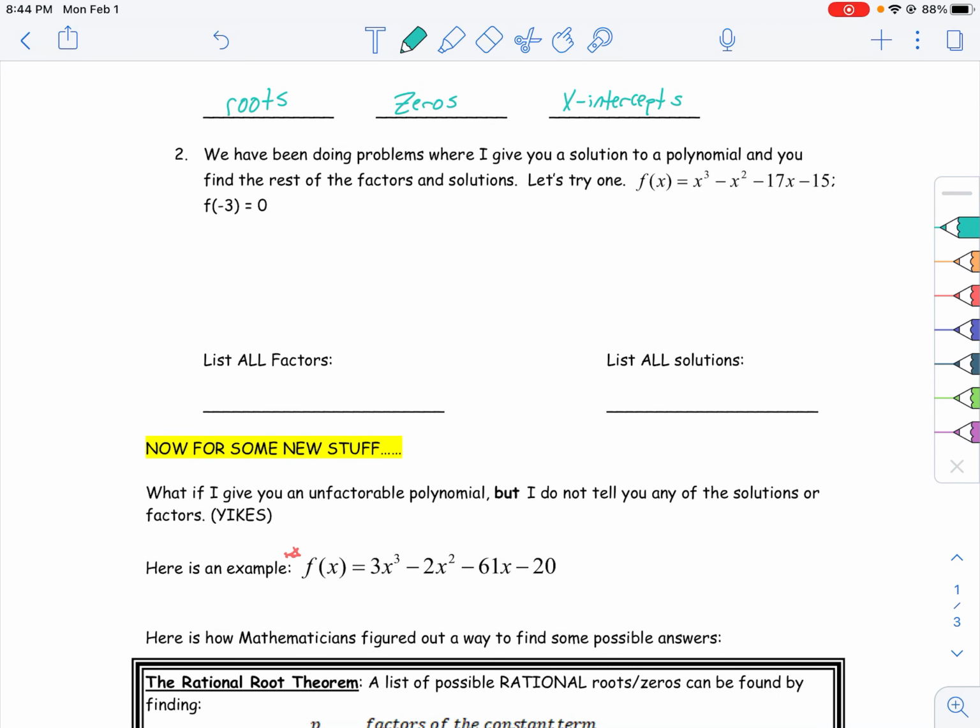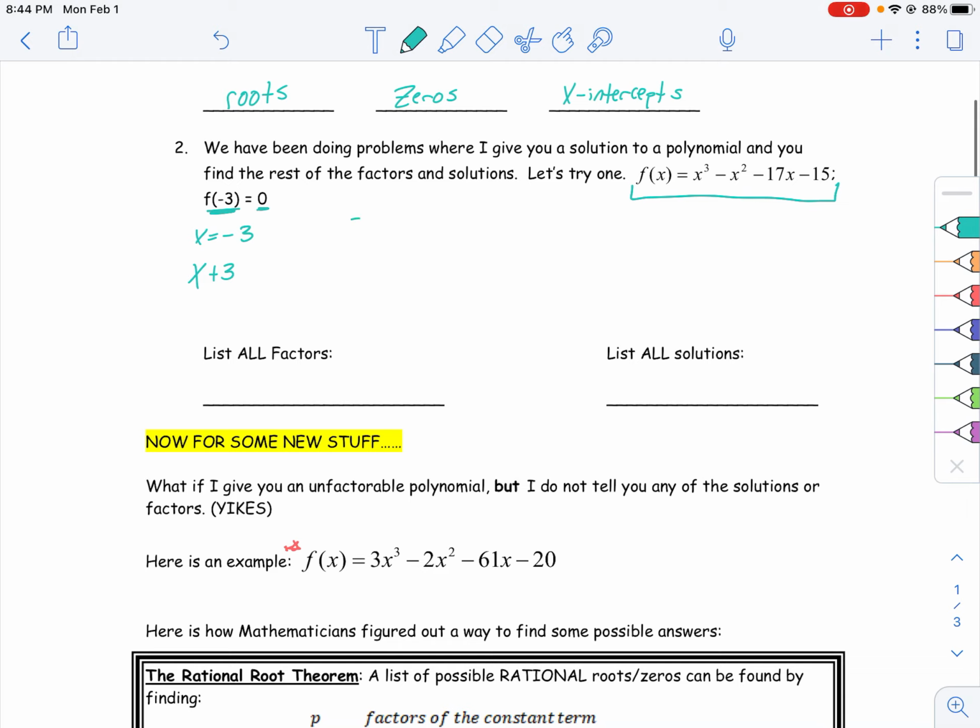So we've been doing problems where I give you a solution to a polynomial and you find the rest of the factors and solutions. For instance, let's try this one. We have f of x equals x cubed minus x squared minus 17x minus 15. We know that f of negative 3 is equal to 0. So this tells us that the x-intercept is negative 3, or we know that the factor is x plus 3. So we use that information to now divide this polynomial into something that is factorable.